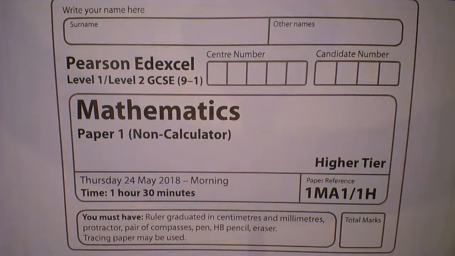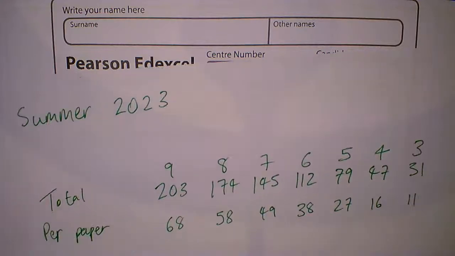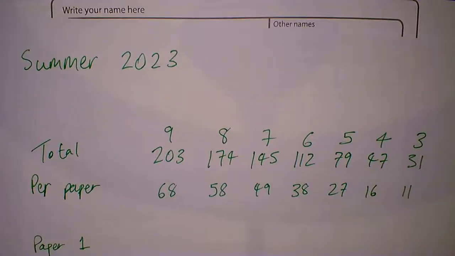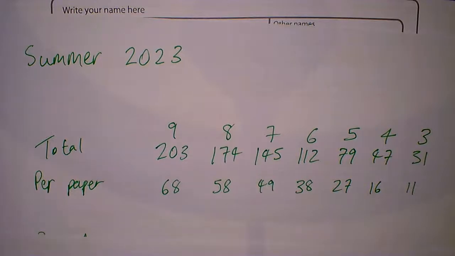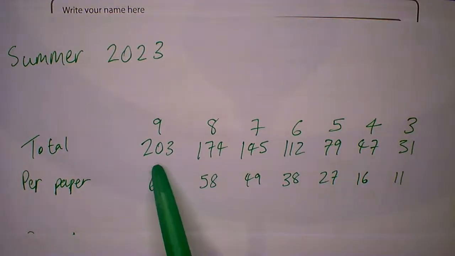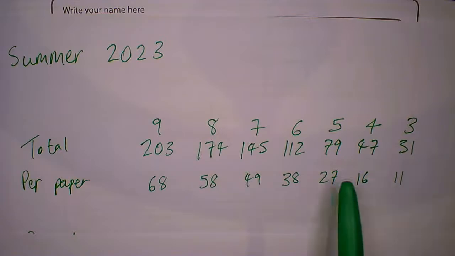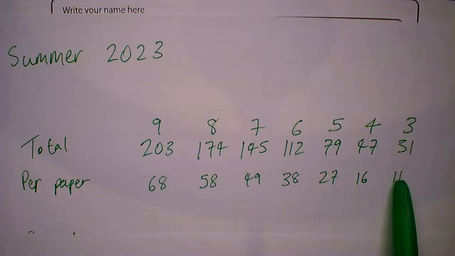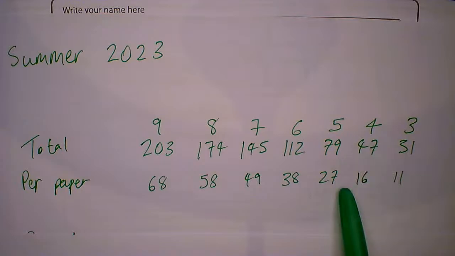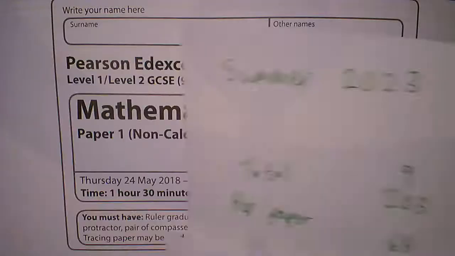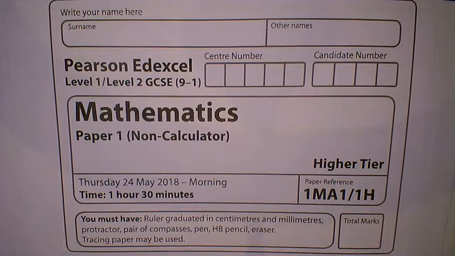Today we are going through May 2018 paper 1, and just to remind you of last year's grade boundaries. This was the grade boundary that we had last year, summer 2023. So these are the total marks that you needed. And so per paper for a grade 3 you needed 11 marks, for grade 4 you needed 16, grade 5 is 27. So that is our target, from 16 to 49. So we will make a start towards that. So let's get started.